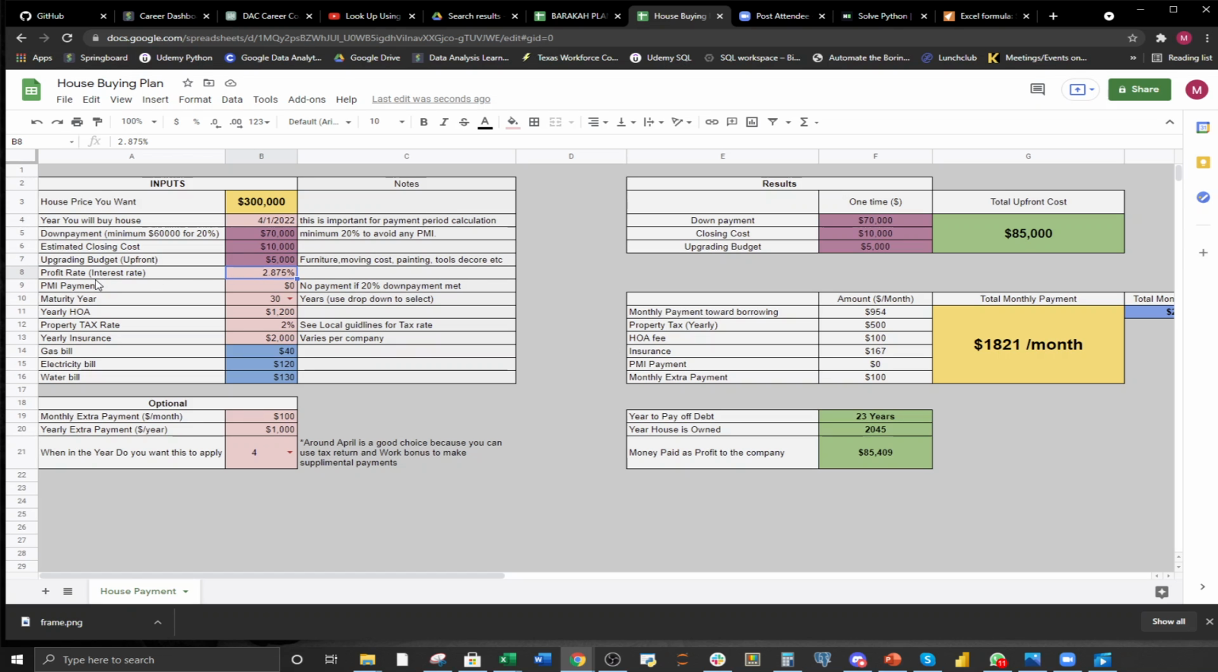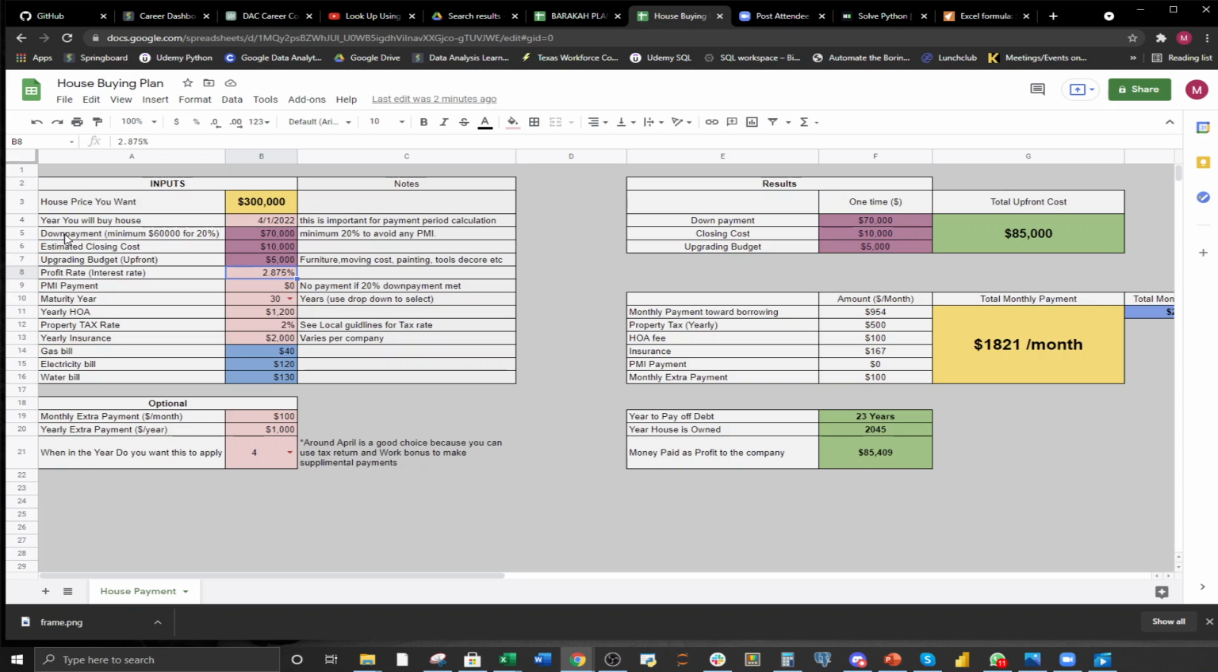And profit rate is something that in Islamic borrowing is called profit rate, and it has some similarities with the conventional interest rate as well. And last year for guidance to residential, it was 2.875. And this number actually also depends on your credit score. The better credit score you have, the lower your rate is going to be.